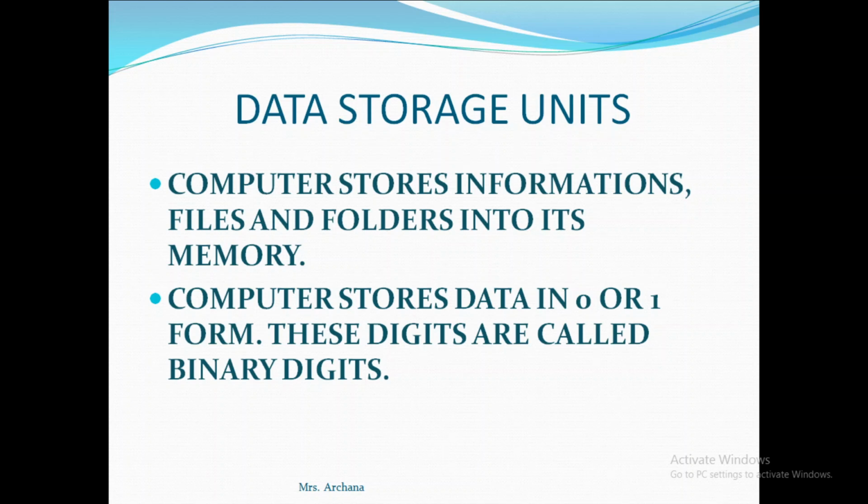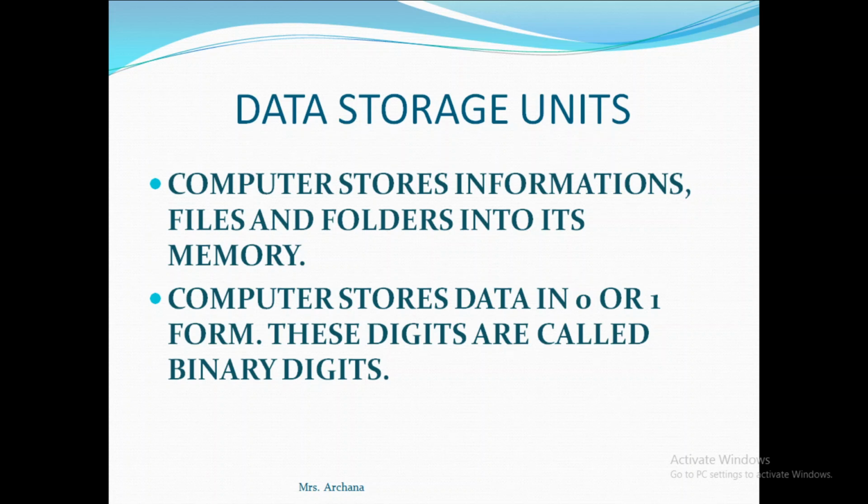Now, our question is how a computer understands our instructions, because a computer doesn't know the language we use to talk. Computer can understand only 0 and 1 because a computer is an electronic device. It can understand only on and off. Here 1 represents on and 0 represents off.